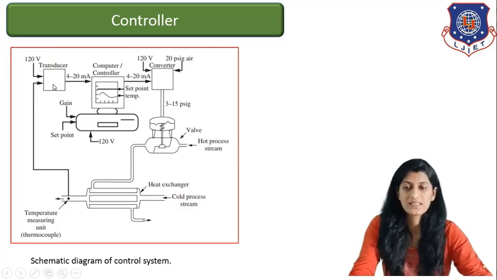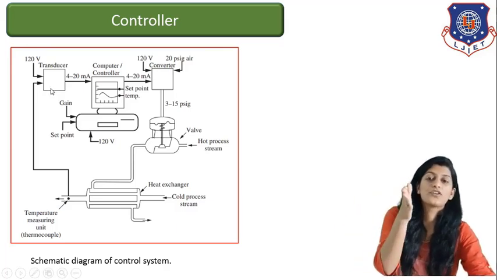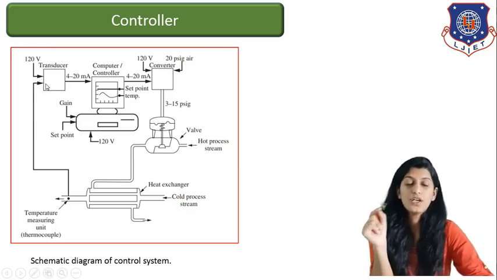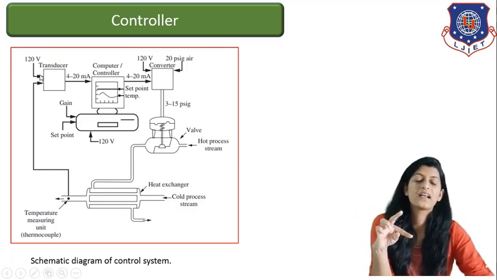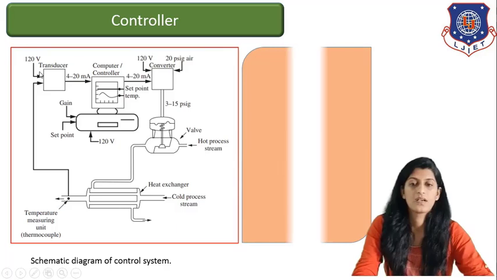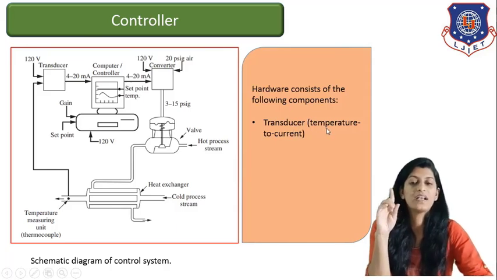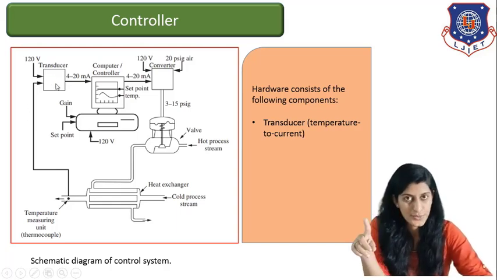How is it sent to the transducer? Temperature is converted into current and that is sent to the transducer. The duty of the transducer is to convert the temperature signal to a current signal. We'll see the components one by one. The transducer will convert temperature to current, right? We are sending the temperature to this transducer.